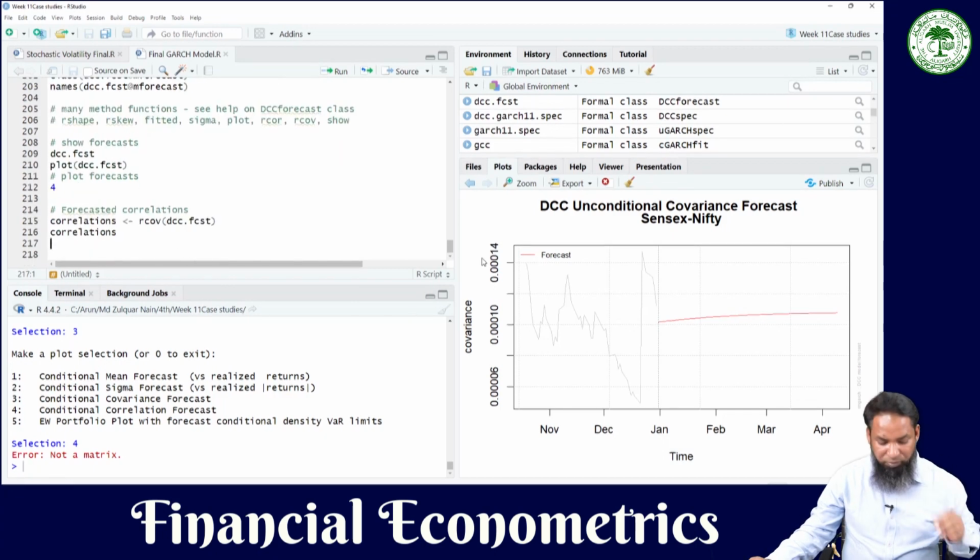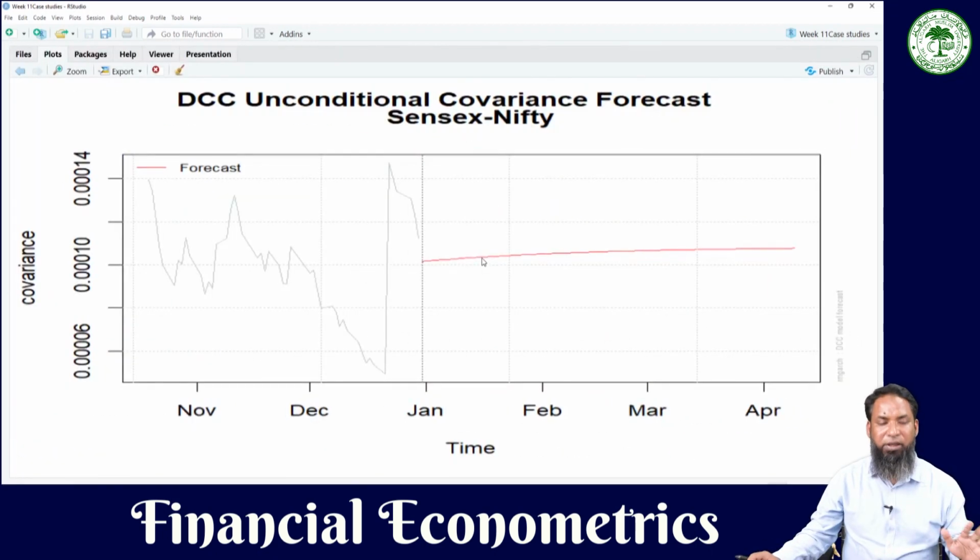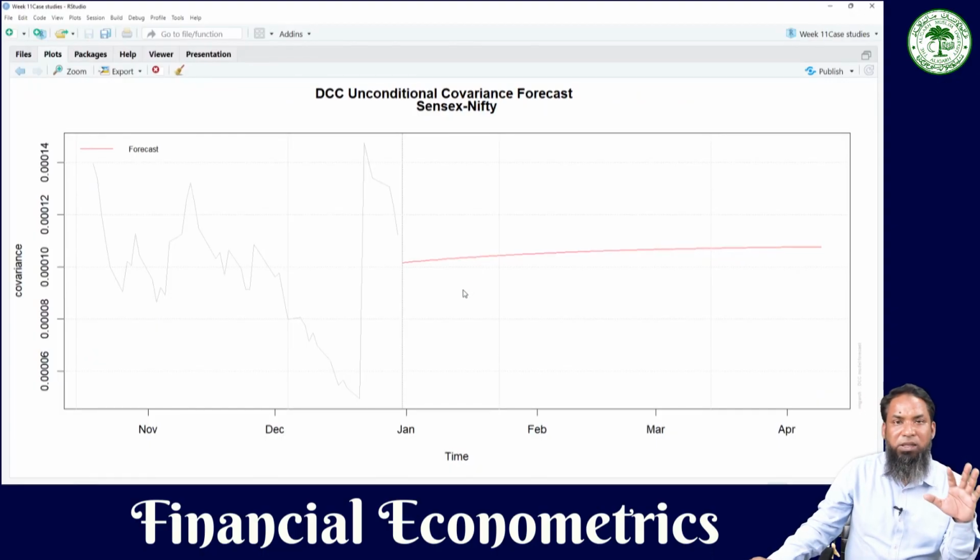From this, what can we ultimately conclude? From this DCC GARCH model, where we modeled the conditional variance between the Nifty 50 and the BSE Sensex, we are observing quite a strong correlation between these two, and therefore we cannot use these two assets to diversify our portfolio. We can use those assets for diversification only when the returns are different.